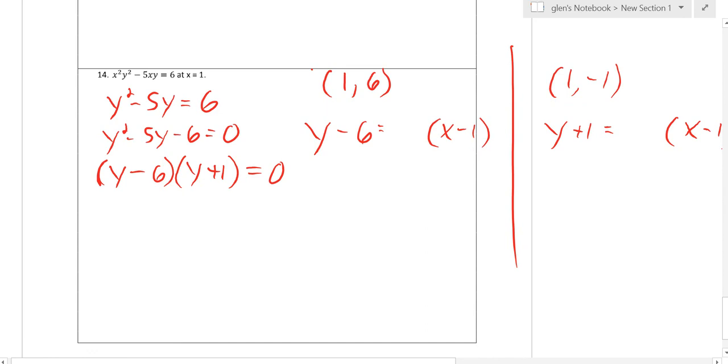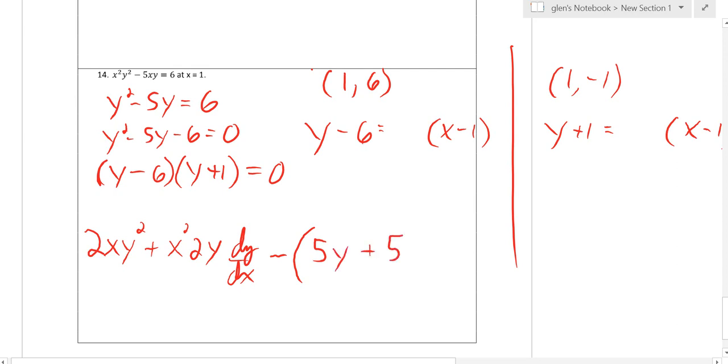To derive this ridiculous equation right here, x squared y squared minus 5xy equals 6, we have to do the product rule here. So that's going to be 2x y squared plus x squared times 2y dy dx. That's the derivative of the first piece. Minus, we have to do the product rule in the second piece, so I'm going to put this in parentheses. I'm going to lump 5x together, so it's 5x times y. So it's 5 times y plus 5x dy over dx.